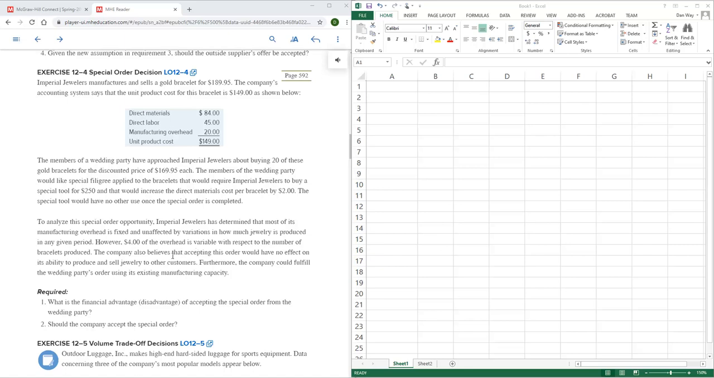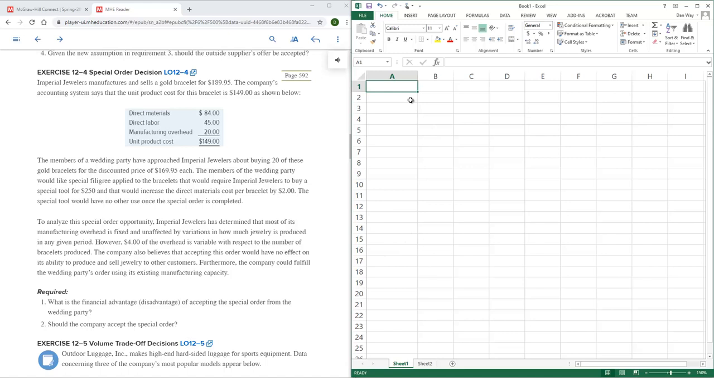And the company also believes accepting that order would have no effect on its ability to produce and sell jewelry to other customers. So in other words, we're not poaching our own customer base or our own demand by filling this particular special order. And then it said, finally, the company could fulfill the wedding party's order using existing capacity. So there's no expansion required to fill this relatively small order.